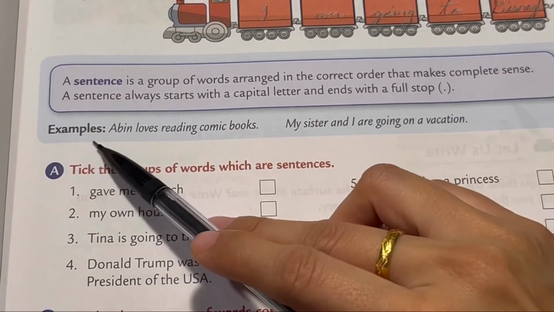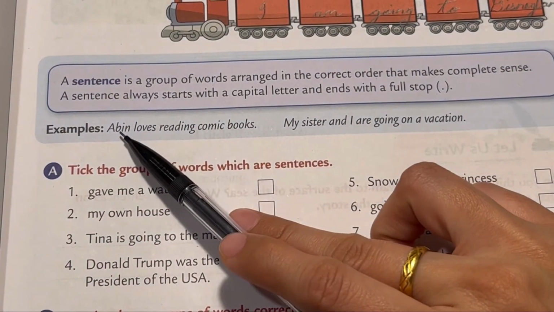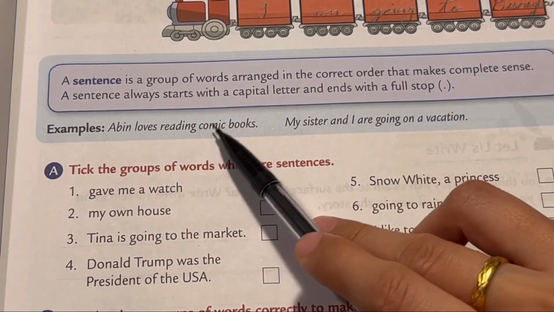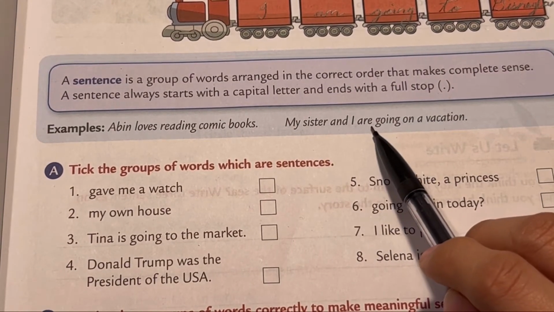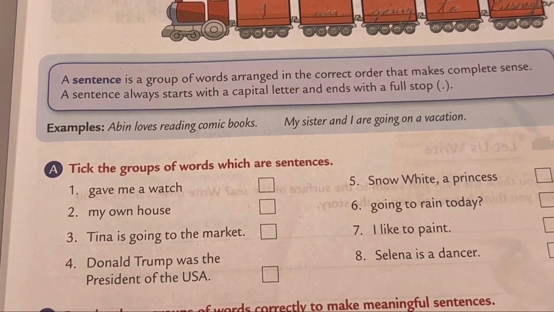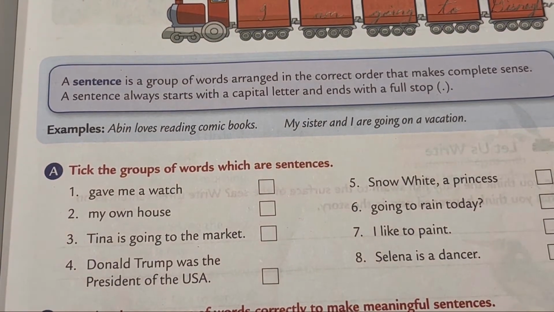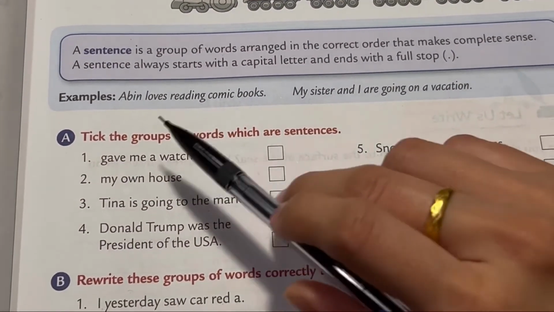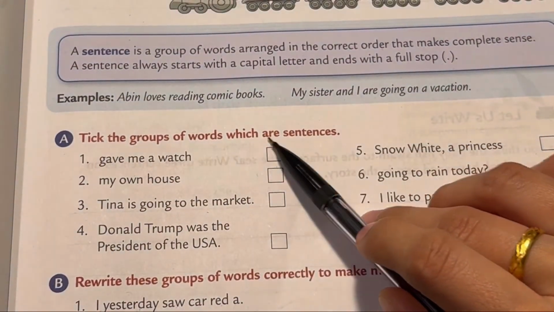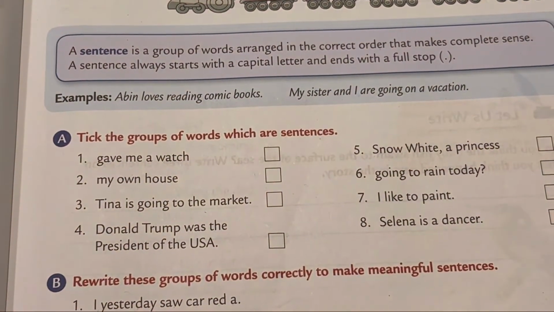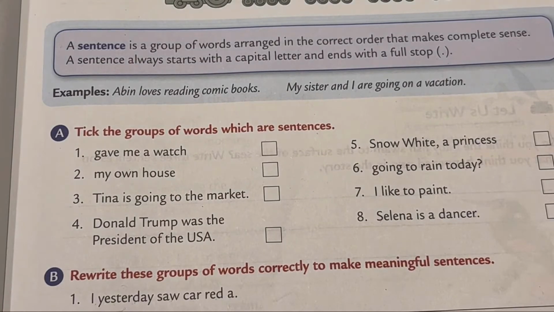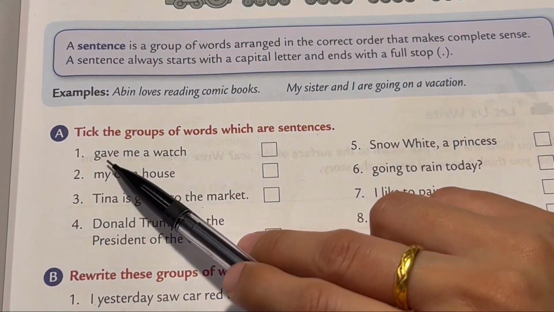Now see, what are the examples? Abin loves reading comic books. My sister and I are going on a vacation. Okay? Now here, see. Tick the group of words which are sentences. This is your first exercise. Okay, you have to tick the group of words which are sentences. Now see the first one.